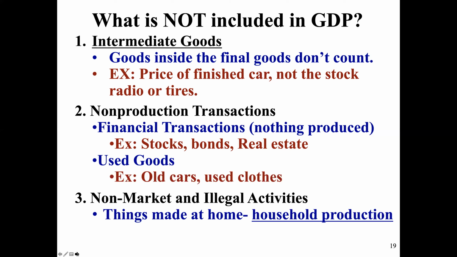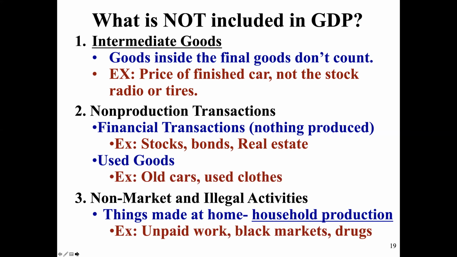So things that are made at home, like household production, are not counting towards GDP. Anytime you do unpaid work, it's not going towards GDP. And then black markets, drug dealers, none of that's going to go towards GDP. And that could be significant.